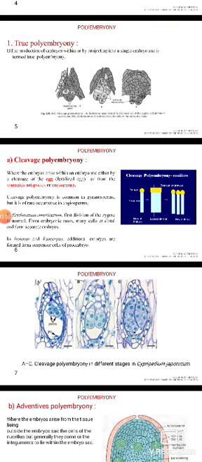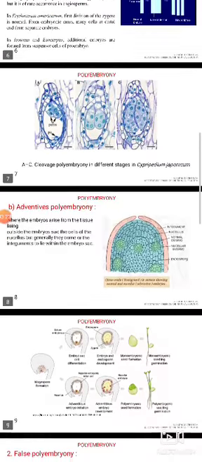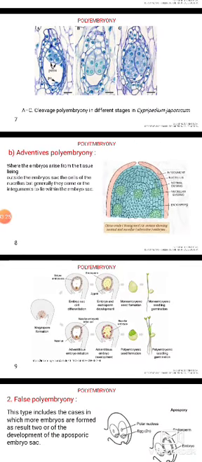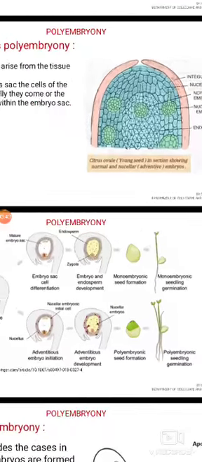Adventitious polyembryony. When the embryos arise from tissue outside the embryo sac, from the cells of the nucellus or the integument, they generally come to lie within the embryo sac. False polyembryony. This type includes the cases in which more embryos are formed as a result of the development of two or more embryo sacs, or of an aposporic embryo sac.